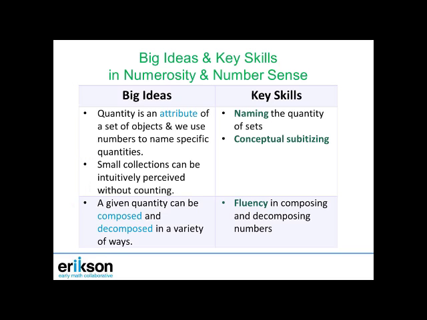So we earlier showed you our big ideas for the basic foundation of number sense, and I'm showing them again here and mapping them to some key skills, because the idea is the underlying concepts that the child must be understanding in order to do something, and then the skills are what they can do. So the understanding that quantity is an attribute of a set of objects and that small collections can be intuitively perceived without counting come out for children naming the quantity of sets and moving on to conceptual subitizing.